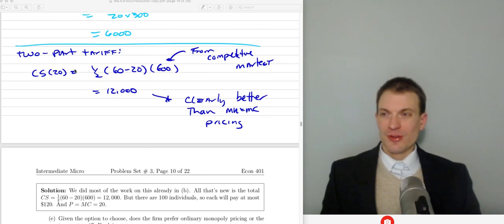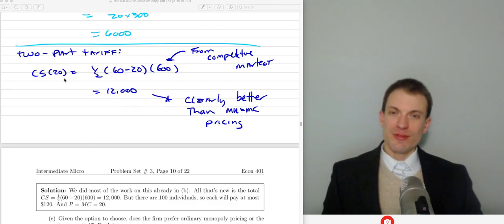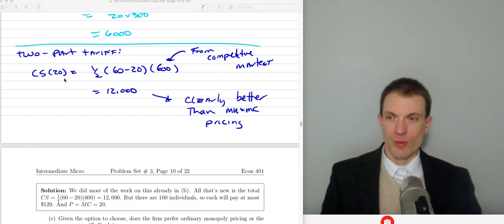Okay, what about the two-part tariff? I mean, the calculation is pretty straightforward because we already have the price, right? So the per unit portion, that's just marginal cost. To find the fixed component, all we have to do is find out what's going to be consumer surplus at the price of 20.